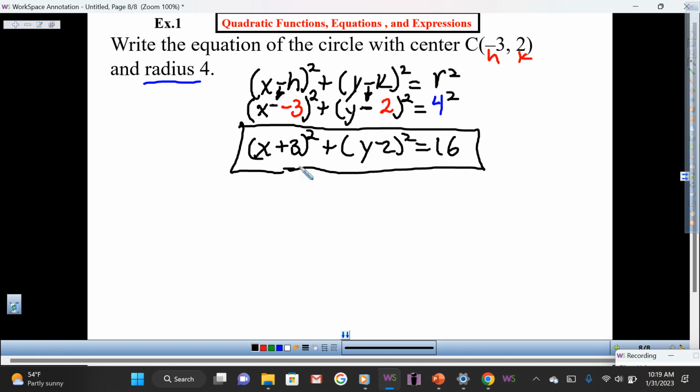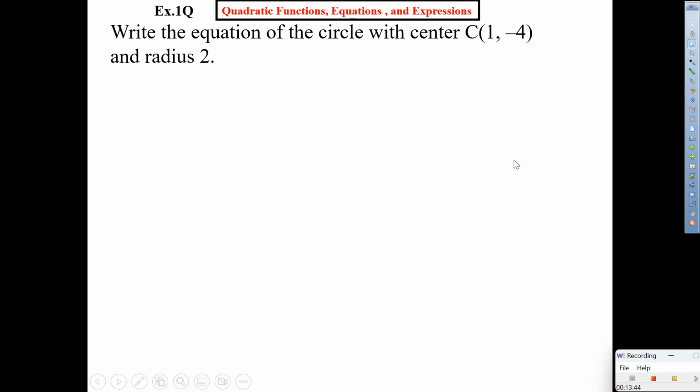From 1 to 5, how comfortable are you with this so far? 4s, 5s, okay. All right, so the process is you write your standard form equation, you label your center and your radius, substitute those values, and then rewrite it once it's simplified. All right? Let's see how you do with one by yourself. Here we go. Copy this one. Example 1 cube. Center (1, -4) and radius 2.